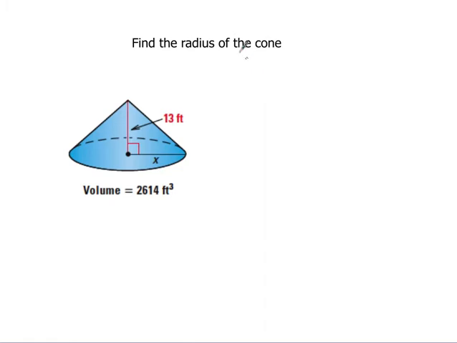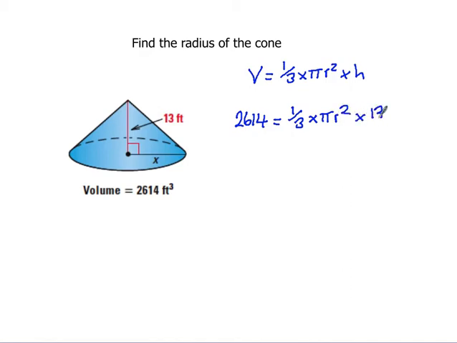Find the radius of the cone. Again, write out what we know. It's a third pi r squared multiplied by the height, and fill in the information that we know. We know the volume this time, so we can input that. Still got the third. We're missing the radius here, so pi r squared has to go in, and the height that we do know is 13.